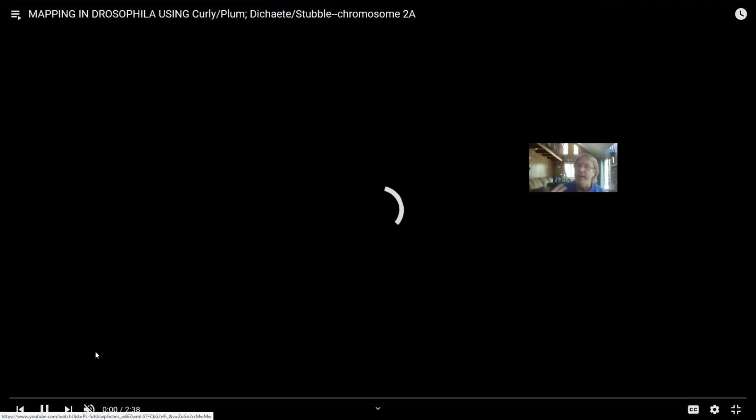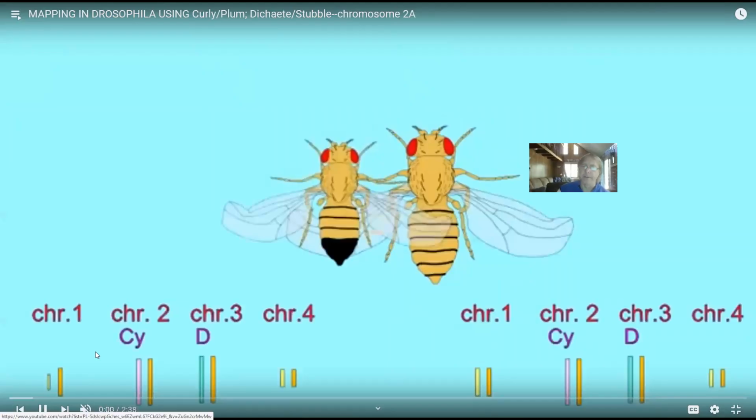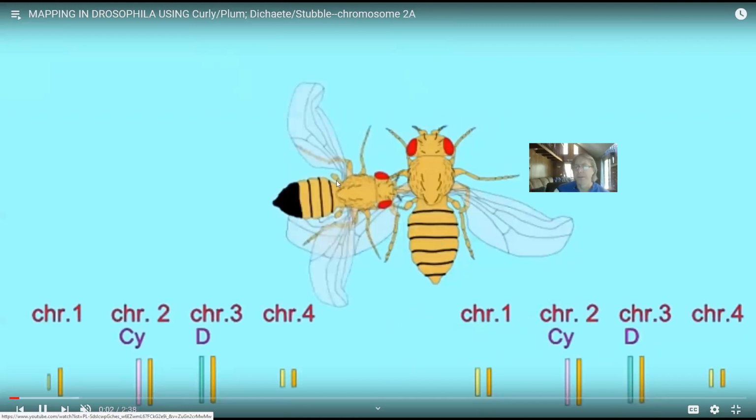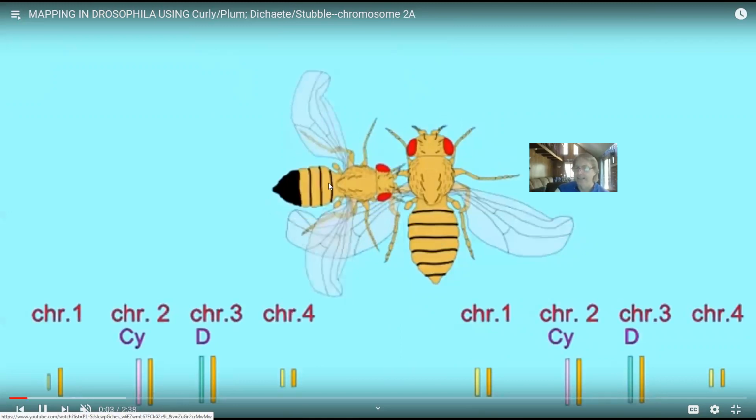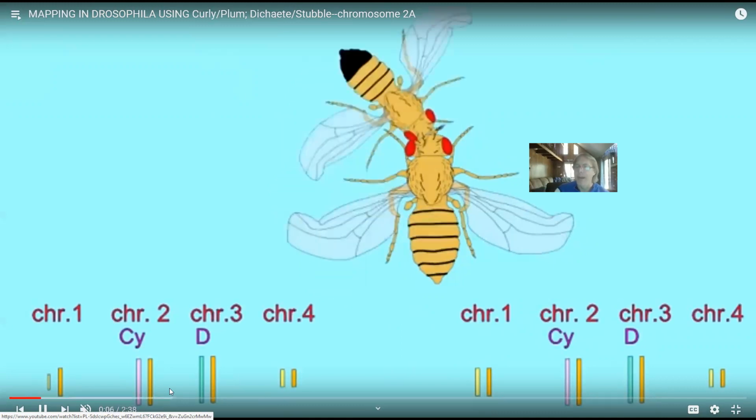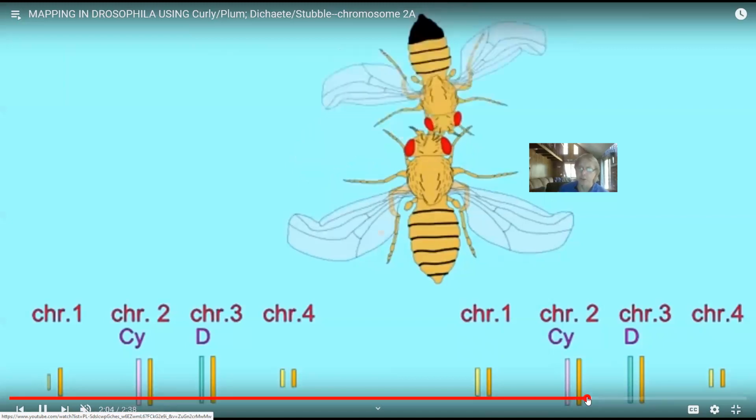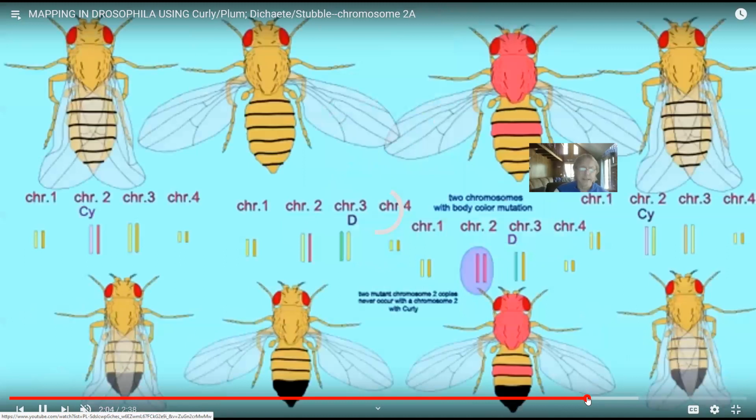But how about if none of the flies of the F1 generation have the mutation? Well, now here I'm going to mate a curly, dicheat male to a curly, dicheat female. And then I'm going to ask, do I see the mutation in the next generation? And the reason I can now map this to a chromosome is I know starting off that curly is on the 2nd chromosome, and that dicheat, having the wings spread out, is on the 3rd chromosome.